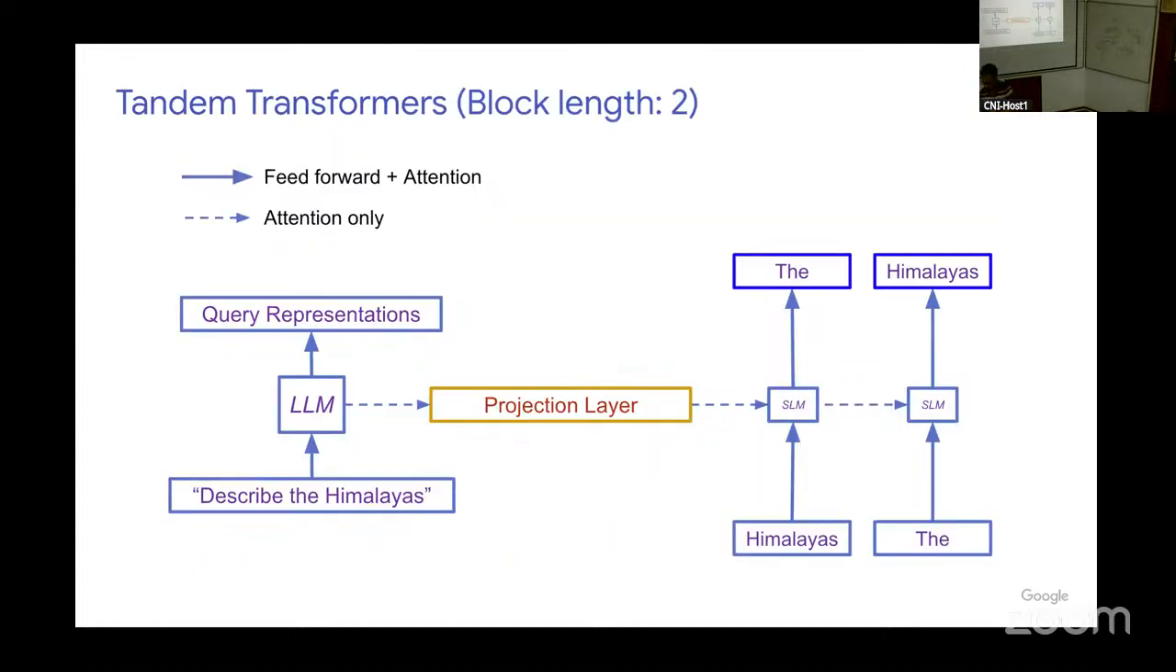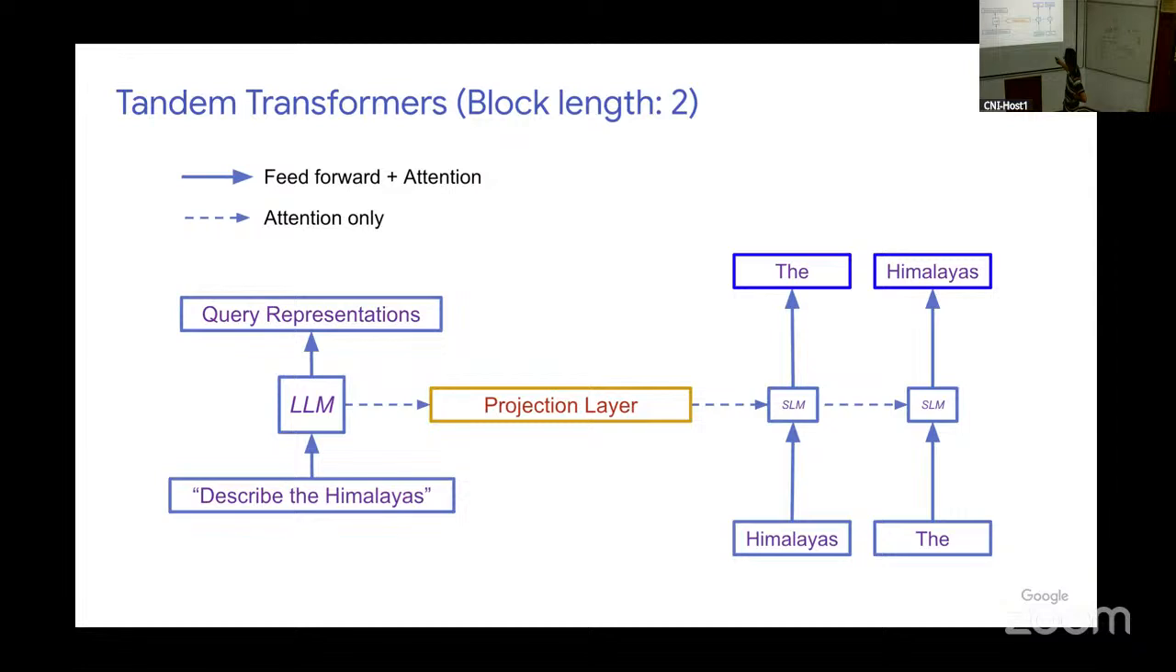Right. So tandem transformers is an approach to try to answer this question. And what it does is the following. Let's say we have a query, which is described in Himalayas. A large language model processes this and then produces query representations. In the attention layers, we have keys and values. So we have a projection layer which projects these representations to compute keys and values that a smaller language model can directly attend to in its attention layers. And the response tokens are autoregressively generated by the small language model.